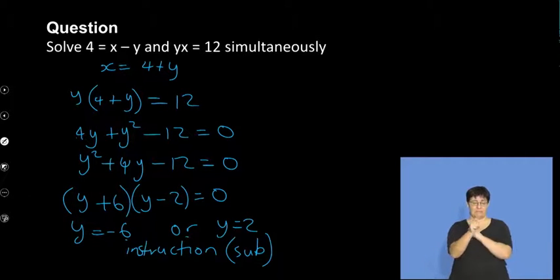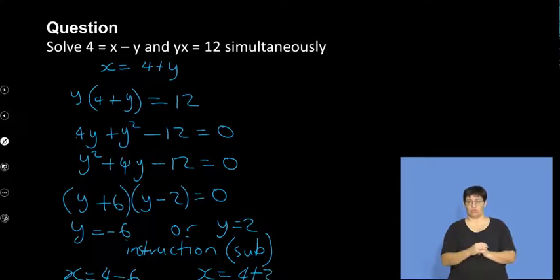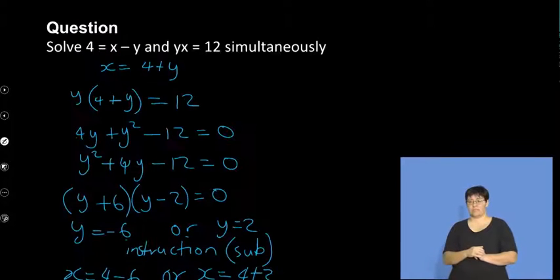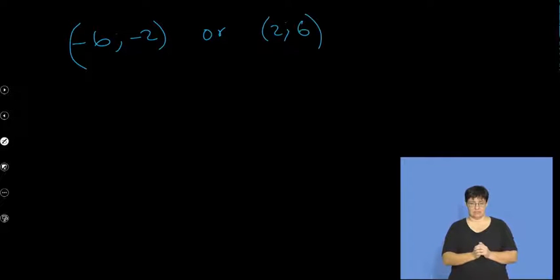Wherever y is equal to negative 6, it will make x equal to 4 minus 6, which is minus 2. Whenever y is equal to positive 2, it will make x equal to 4 plus 2, which is positive 6. The last thing I will always do for you is to write this as an ordered pair, which will be minus 6 and minus 2, and 2 and 6, or 2 and 6.